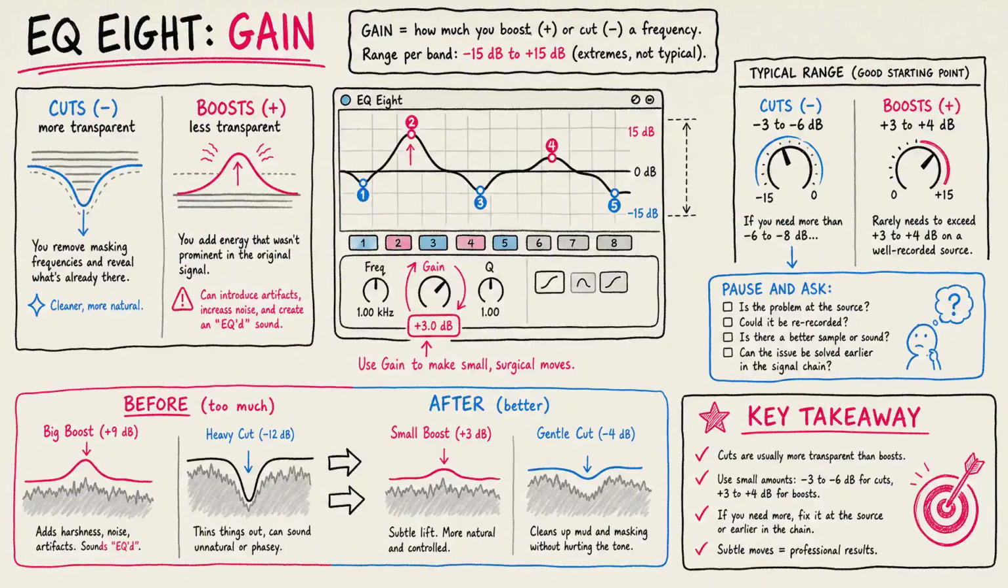For corrective work, typical cuts range from -3 to -6 dB. If you find yourself cutting more than 6 to 8 dB, consider whether the problem might be better solved at the source: re-recording, choosing a different sample, or addressing the issue earlier in the signal chain. Boosts rarely need to exceed positive 3 to 4 dB on a well-recorded source. If you're boosting more aggressively, the source material may have fundamental problems that EQ can't solve.